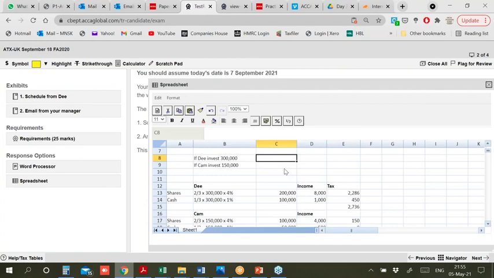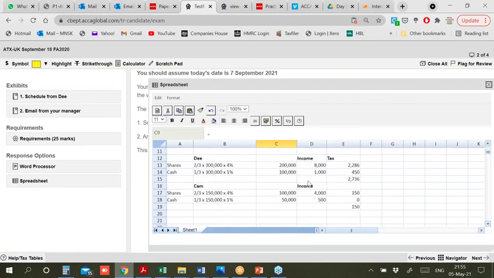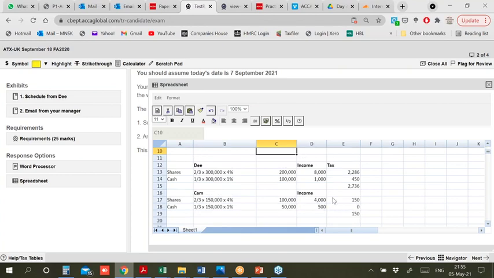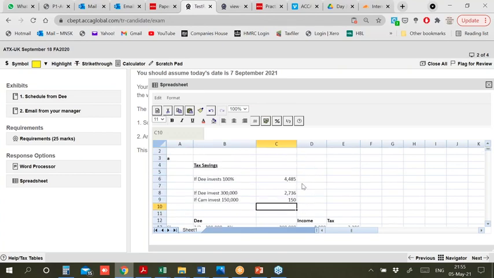So here I'll mention equals to this. This is the income of D and this is CAM's income. So there you can see. I can now check the savings. That will be this minus this and this. If the answer is positive, it means there'll be tax savings of 1599.